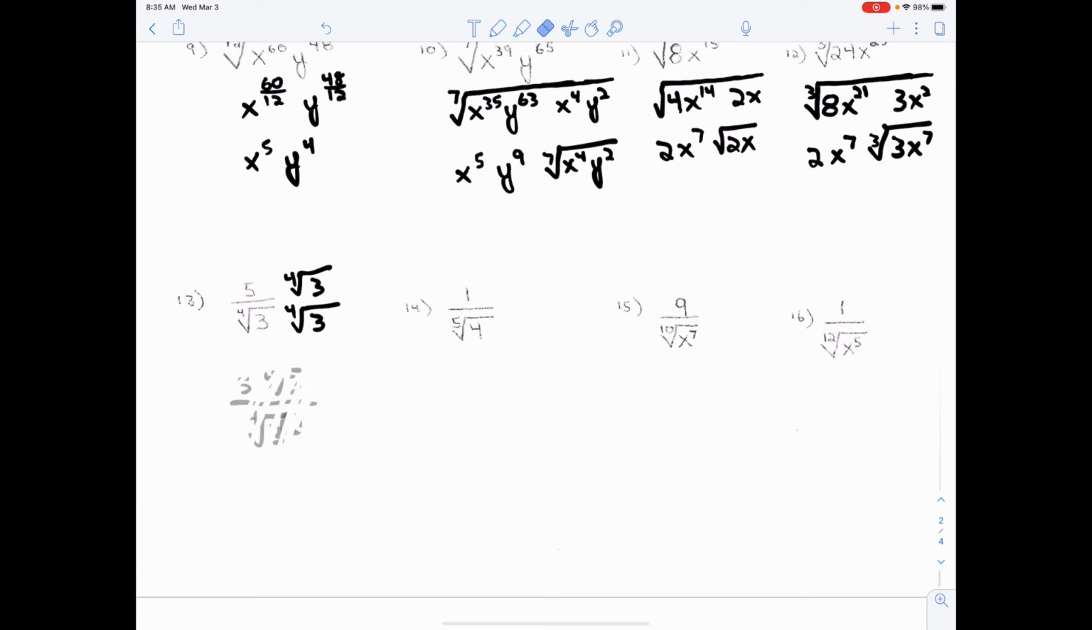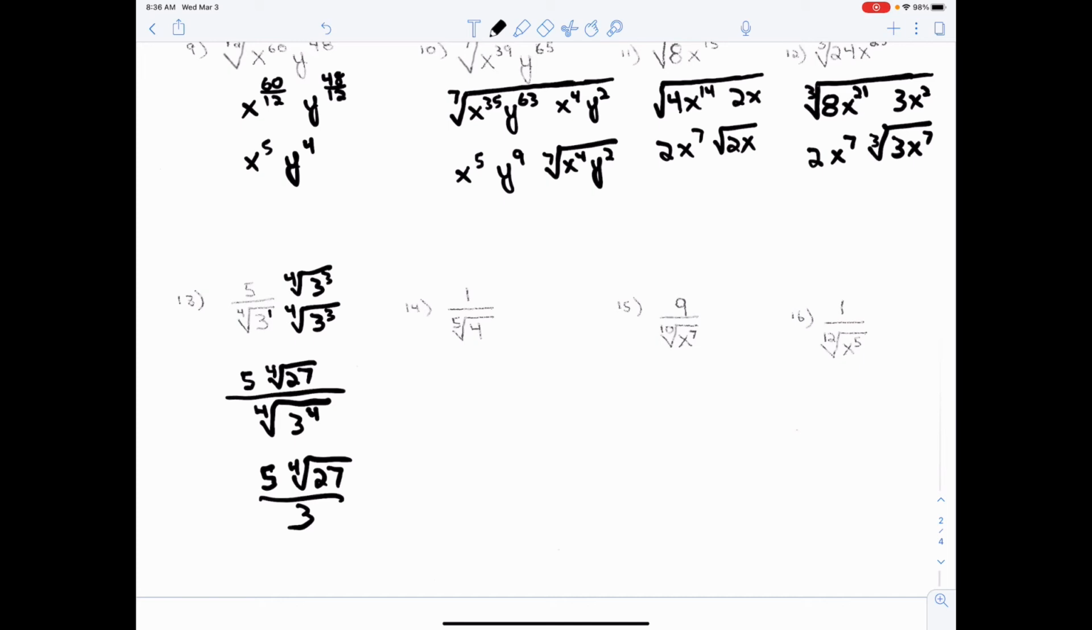So what can you multiply? Well, right now that's 3 to the first. So we need to multiply this by 3 to the third to get it to be 3 to the fourth. So we have 5 times the fourth root of 27 all over the fourth root. This is now 3 to the fourth, and the fourth root of 3 to the fourth we can do. So it's 5 times the fourth root of 27 all over 3.